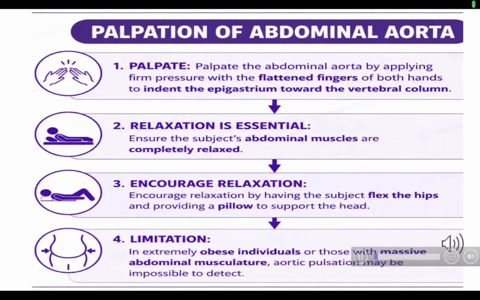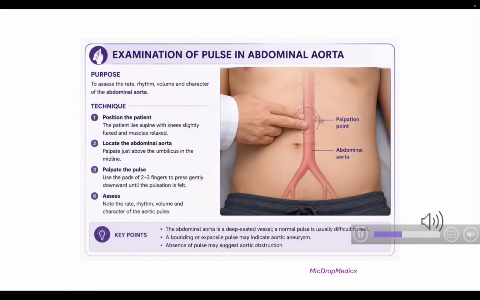Now for examination of the pulsations in the abdominal aorta, which is a key component of the abdominal examination. Firstly, apply firm pressure with flattened fingers over the epigastrium towards the vertebral column. Ensure the abdominal muscles remain fully relaxed. Flexing the hips and supporting the head can improve relaxation. Keep in mind, in obesity or marked abdominal musculature, aortic pulsations may be difficult to appreciate. So here is how you examine for the abdominal aorta pulsations.